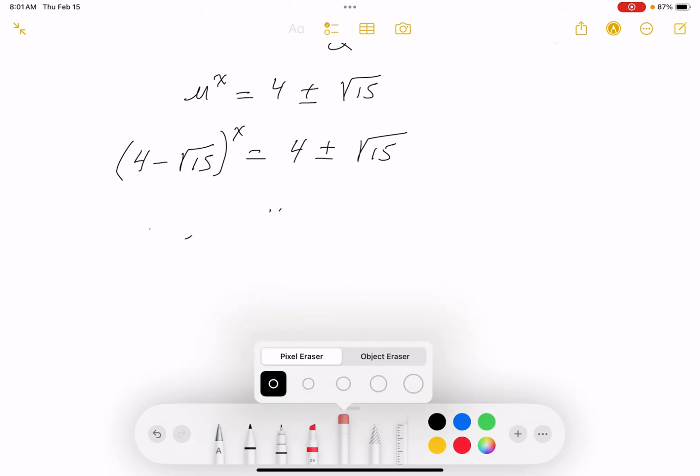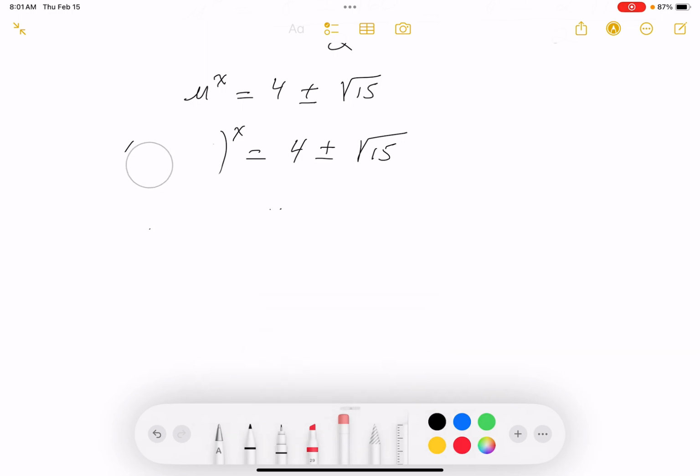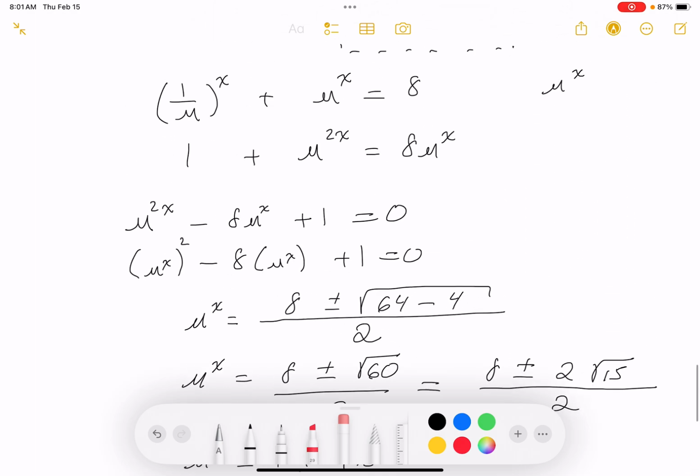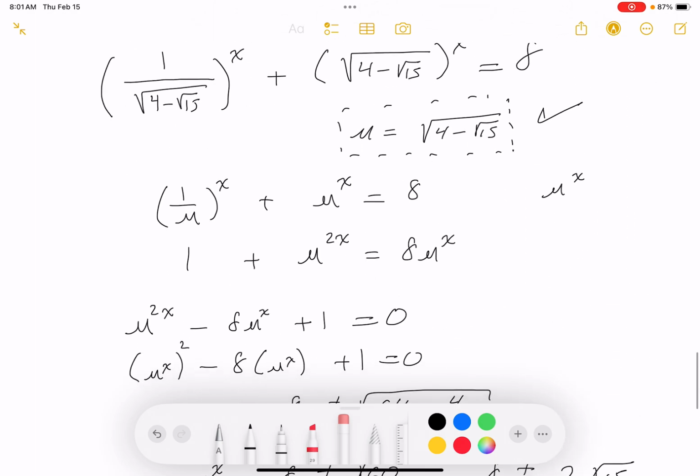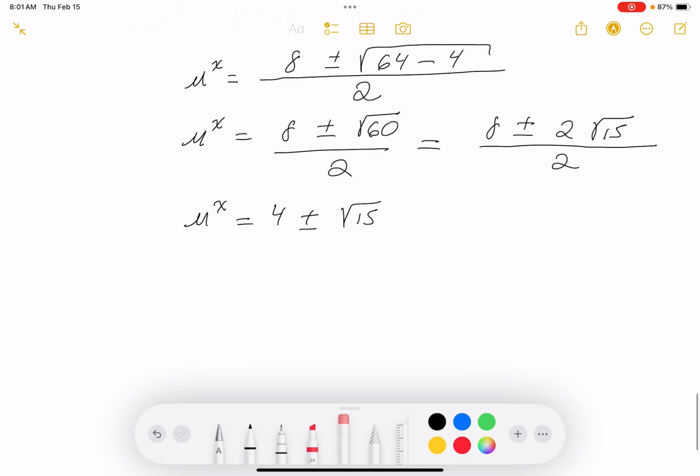Get my bigger eraser out. And I can't blame it on memory, but as I'm writing, I'm starting to realize I wrote something down incorrect. I said what u was, it's up there, but I wrote the wrong u down. I'm sorry about that. Let me do that again.